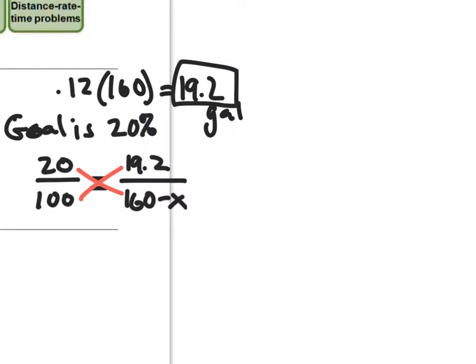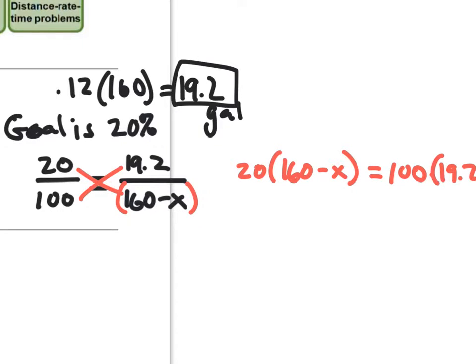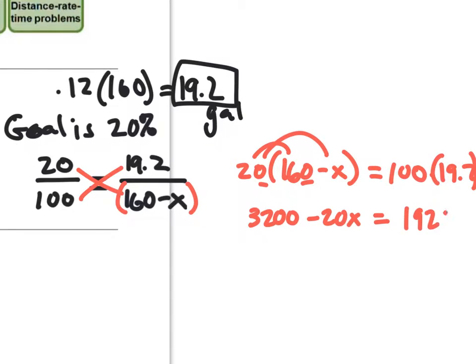I'm going to cross multiply here since I have a proportion. You need to distribute the 20, because 160 minus x is a quantity. So I'm going to do 20 times (160 minus x), and that's equal to 100 times 19.2. So 20 times 160 is 3,200. 2 times 16 is 32, keep the two zeros. Minus 20x, and that's equal to 1,920.